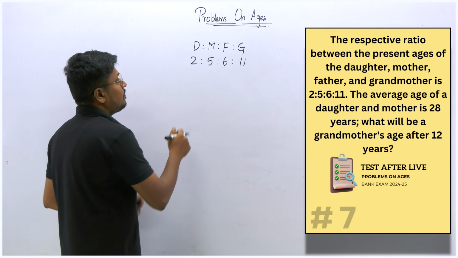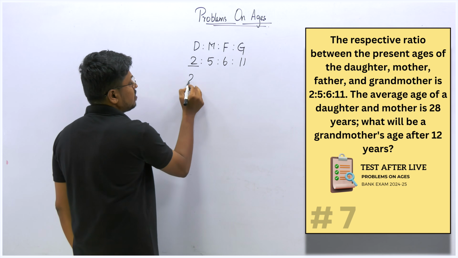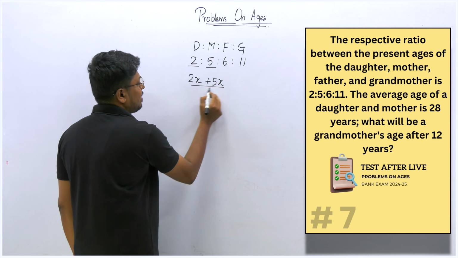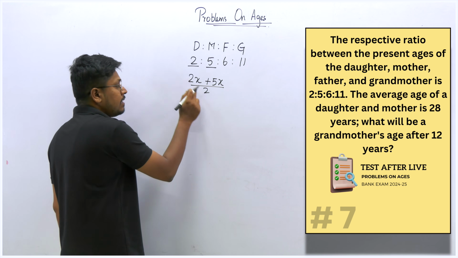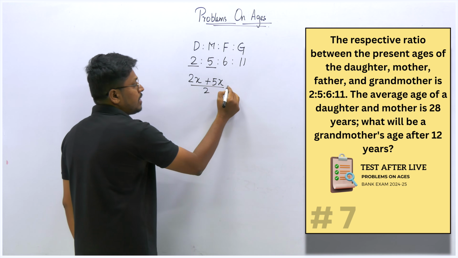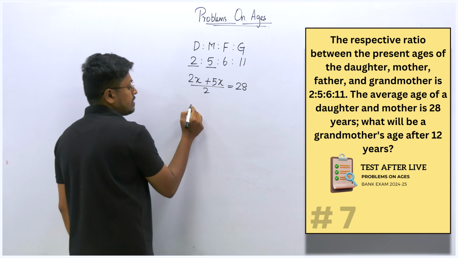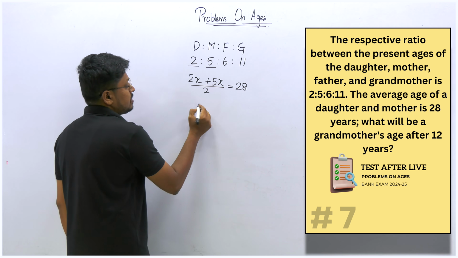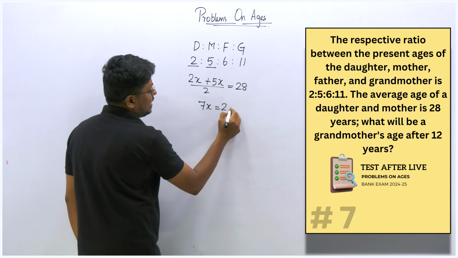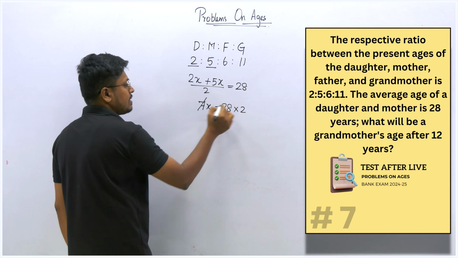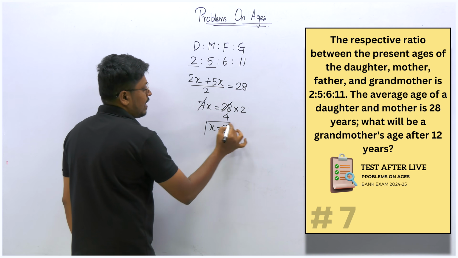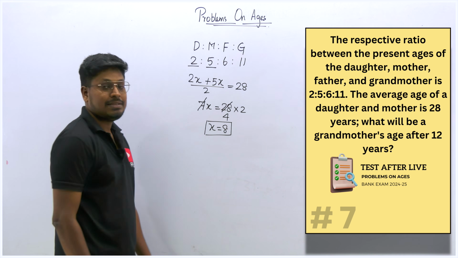So the average age of daughter and mother. Daughter is 2x, mother is 5x. For the average we divide by 2, because only 2 people are taken. So 2x plus 5x divided by 2 equals 28 years. 2x plus 5x is 7x, so 7x equals 28 into 2. We can cancel: 7 fours are 28, so x is equal to 8. Finally we got the value of x as 8.